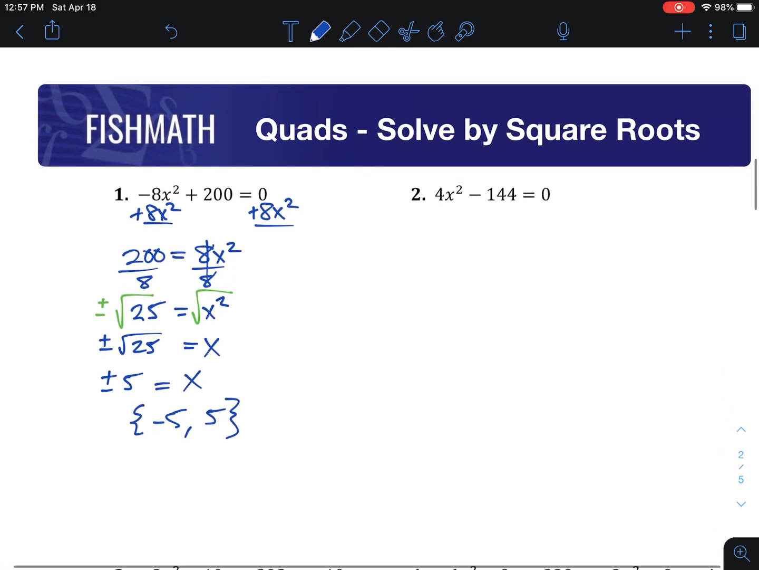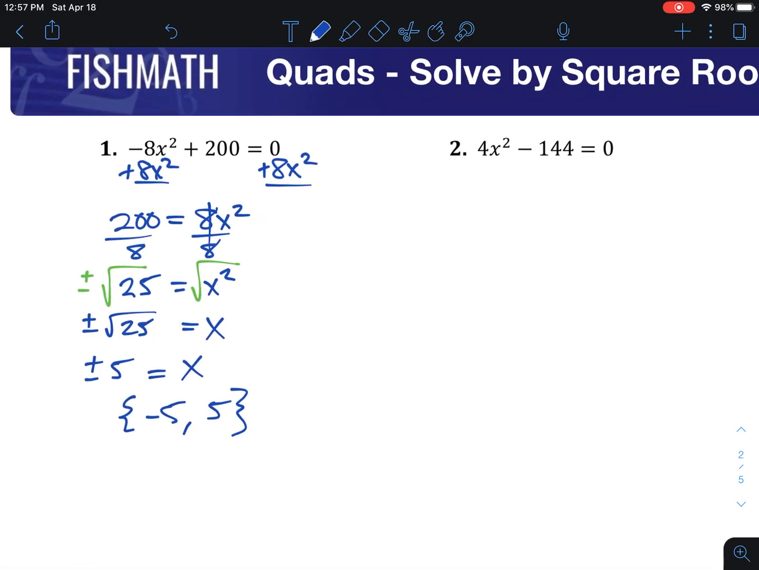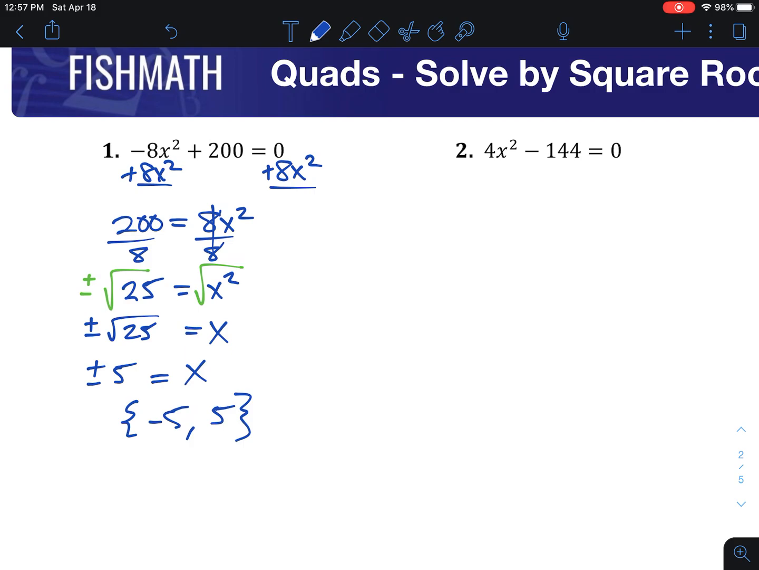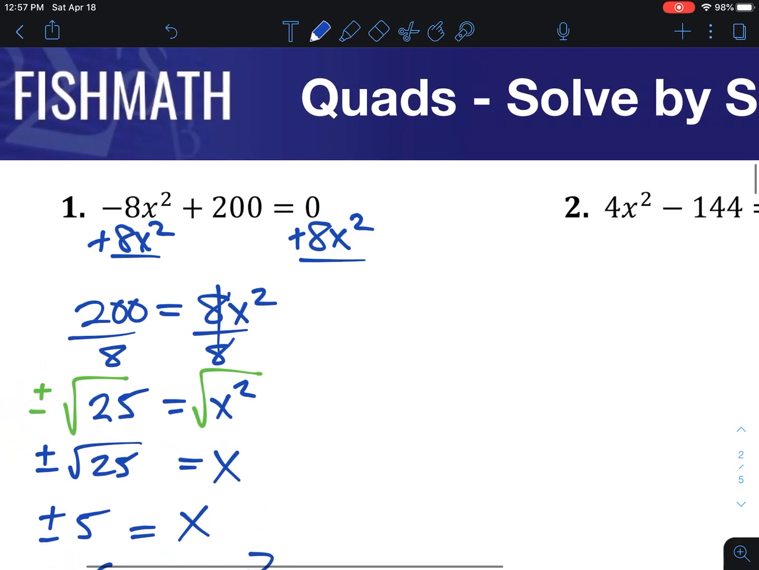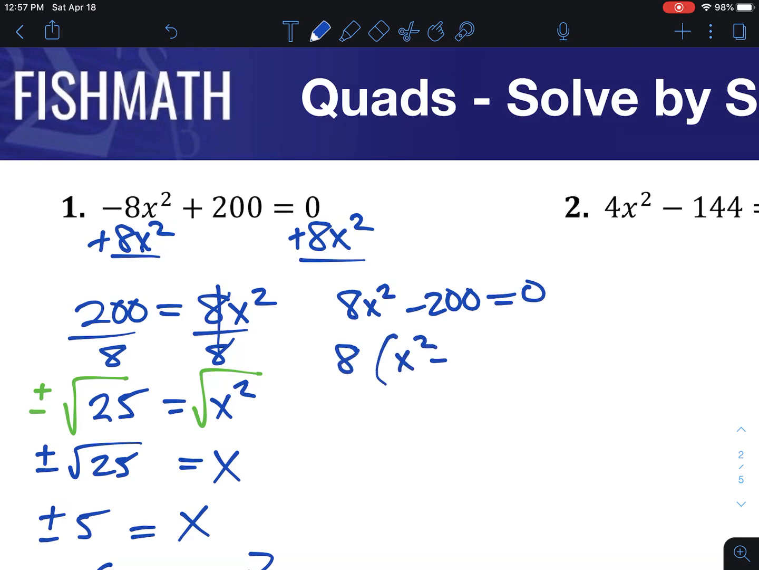And now you could definitely factor this one too. Might be a little bit trickier to do just because it's kind of bigger numbers, but you can definitely do that. I'm just going to show the work off to the side here of how you would do it that way. So I like to have the x squared always be positive, so I'm going to move everything over. So the plus 8x squared and a minus 200 would equal 0. Then we could do a GCF, 8 times x squared minus 25 equal to 0.